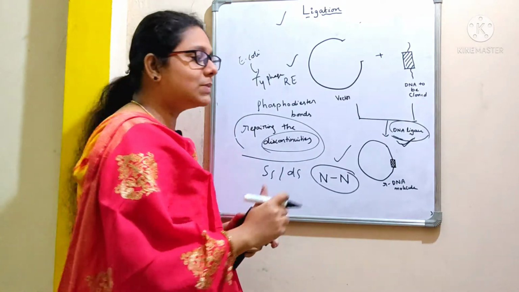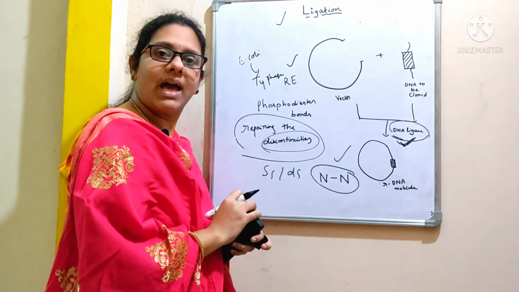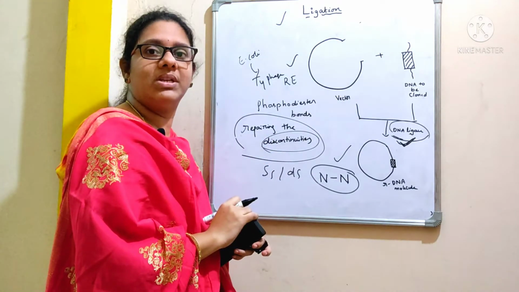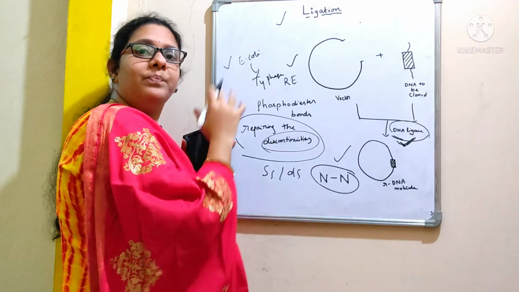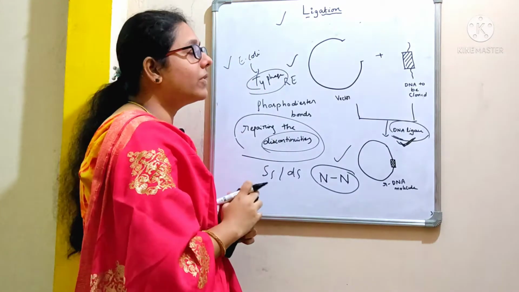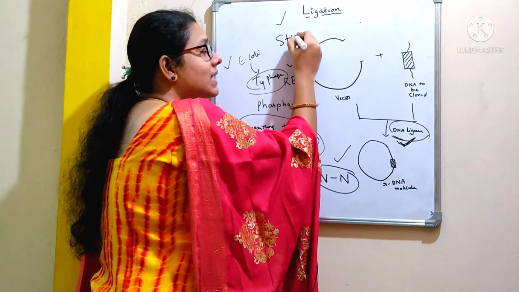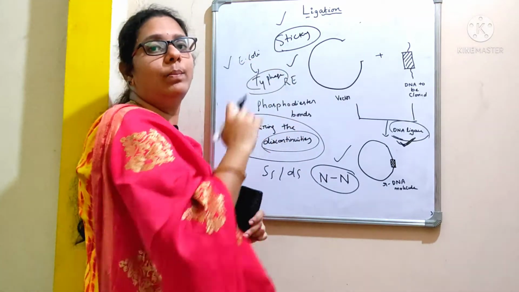All living cells produce the enzyme DNA ligase, but the ligase which we use in genetic engineering experiments is isolated from E. coli bacteria that is infected with T4 phage. Moreover, sticky ends increase the efficiency of ligation compared to blunt ends.